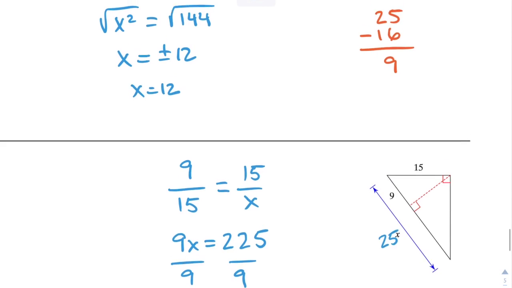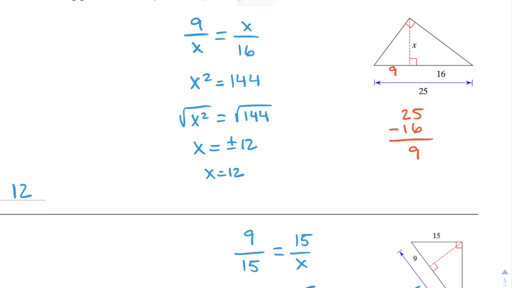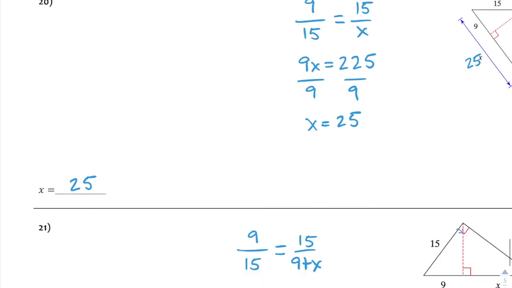Notice it's the same triangle as above, pretty much, right? Yeah. 9, we got 16, we got 15, we got 25. They're all the same numbers. If I wrote in the 16, it would work. Last one.